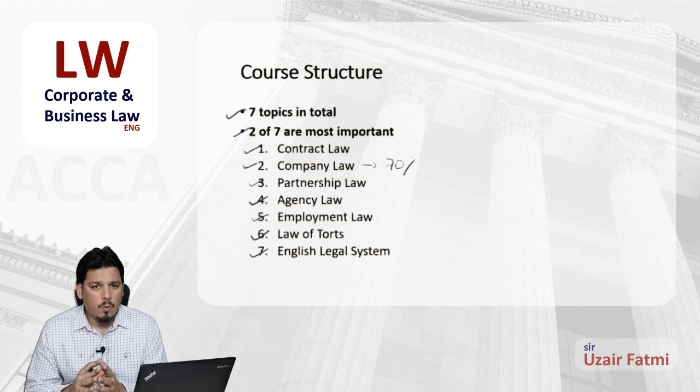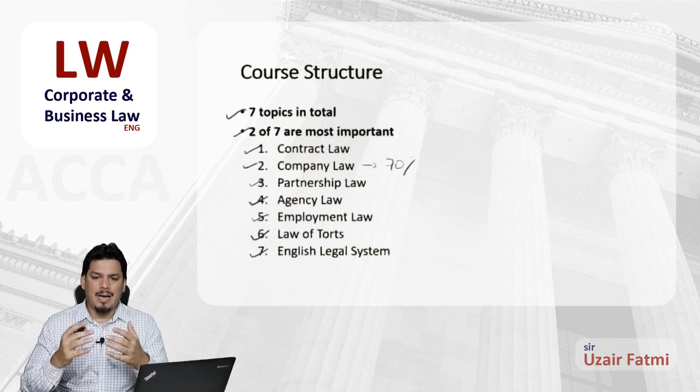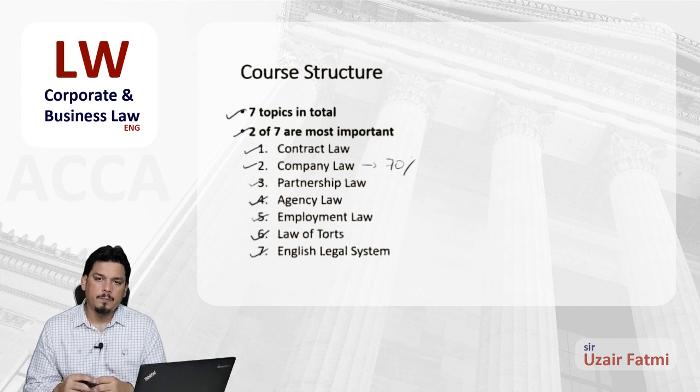Now, how many types of courts are there? How many types of criminal courts are there? How many civil courts are there? What is the hierarchy of the courts? Which one of them is junior? Which one of them is senior?